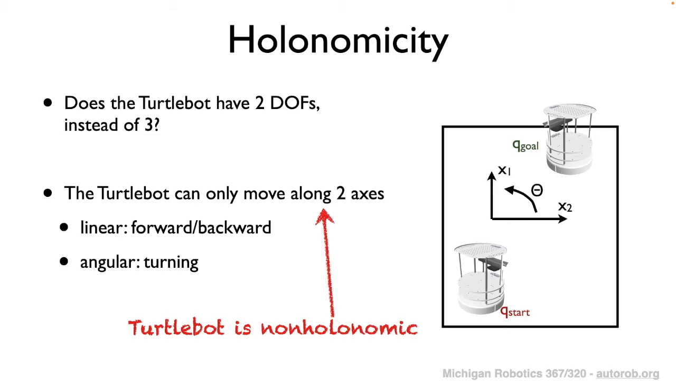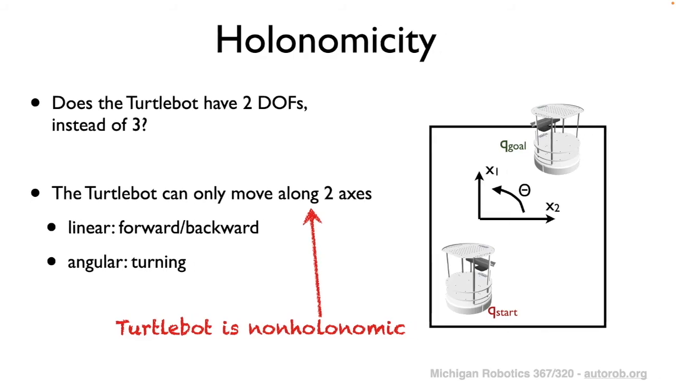So let's first think back to our turtle robot that we've been discussing throughout this lecture, where we said that the turtle bot has 3 degrees of freedom, right? Because it has this 2D translation and then a rotation. But you could maybe make the argument that it really only has 2 degrees of freedom. And the reason for that is that in its physical actuation, it can only move forward and backward at any given instant. So it can really only move along 2 axes of the planar space. And so as a result, we would say that the Turtlebot is non-holonomic. And so the reason for that is that it cannot change its pose in all directions.